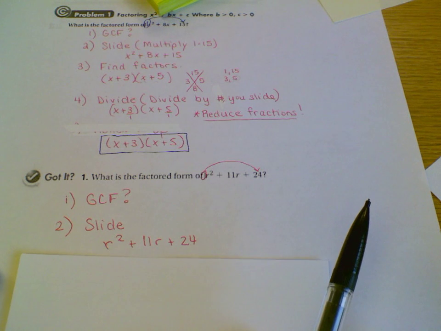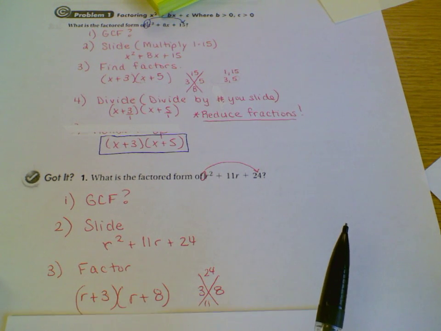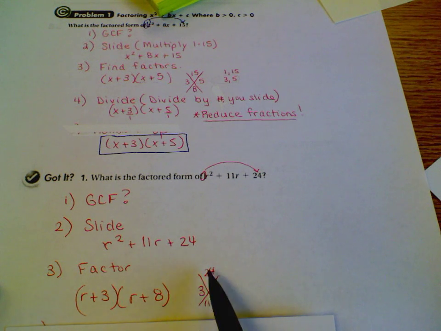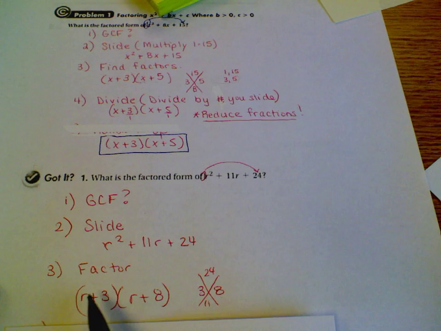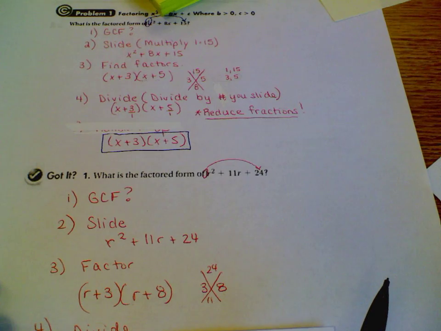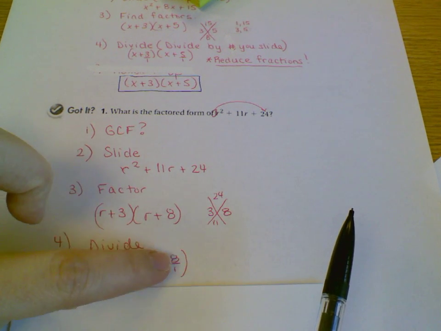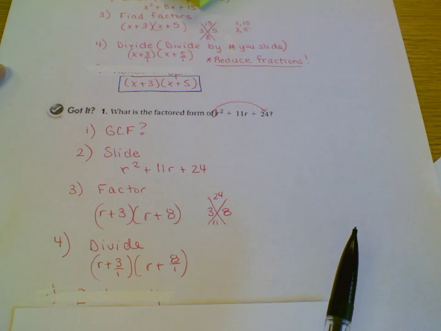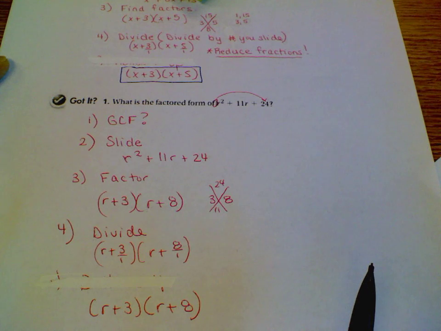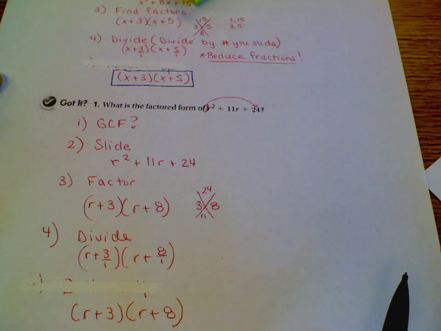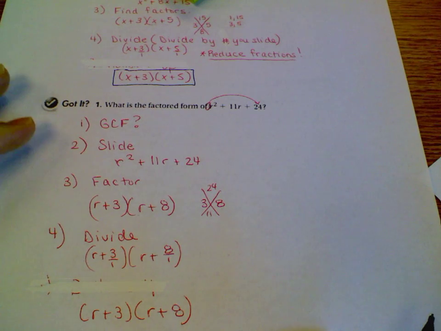Next, I'm going to factor it out. I'm going to do my giant X and figure out what times to 24 but adds to 11. Your factors should be 3 and 8. Then I write it in my two sets of parentheses. My first one will always be my letter, so r and r. Since it's positive 3, I put plus 3. Since it's positive 8, I put plus 8. Then I need to come back and divide by the number that I slid. We slid 1, so I would divide the 3 by 1 and the 8 by 1, and then I simplify those fractions. So I would get r plus 3 and r plus 8. If you have questions at this point, please let one of us know so that we can come help you.